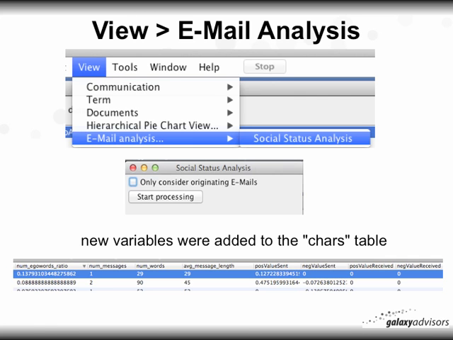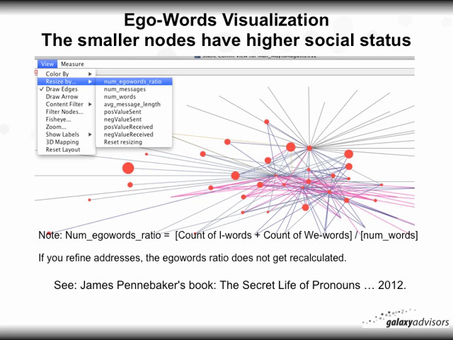So again, the Bing search and the Bing New search tools are disabled and no longer operational. And then finally, under the View command, if you have email and you want to process the social status of the email participants, you can do this. What the social status does is calculate the overall number of words, number of messages, and so on, and a ratio of the number of equal words. And you're able to visualize that next.